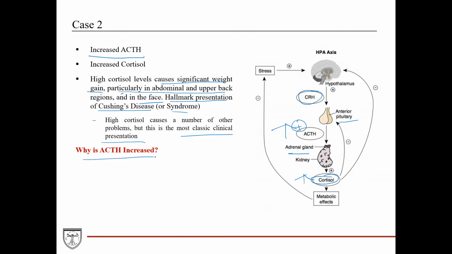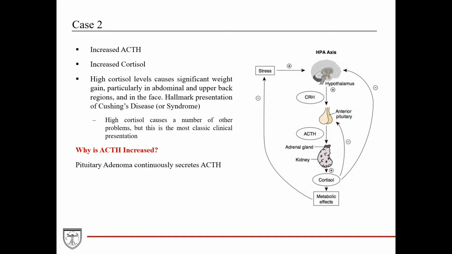So you want to think about why is ACTH increased here? Because if you look at this, cortisol comes back and provides negative feedback to the pituitary gland, so that it should be decreasing ACTH if you have high levels of cortisol. Should also be negative feedback on the hypothalamus, causing decreased levels of CRH release.